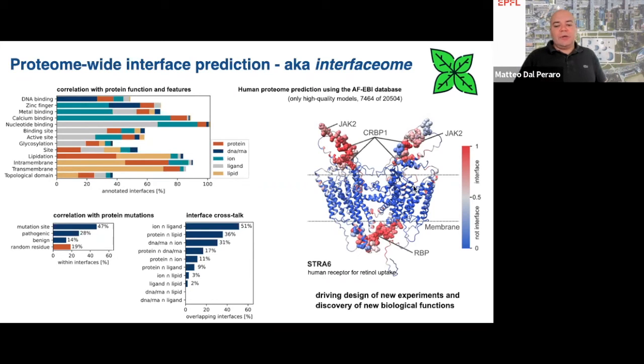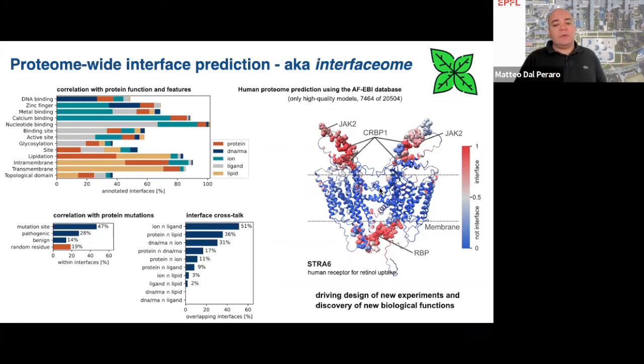by which we can build a known structure, like in this case, this human receptor STRA6, in this dimeric form with AlphaFold, and then applying PaSTE, we can identify very quickly the region for protein-protein interaction or protein-lipid interaction, since it's a transmembrane protein. And of course, this is a quick and very useful method to really design new experiments in the lab quickly and discover new biology.